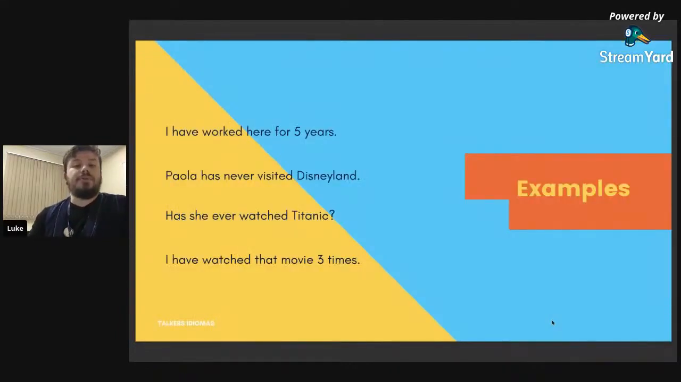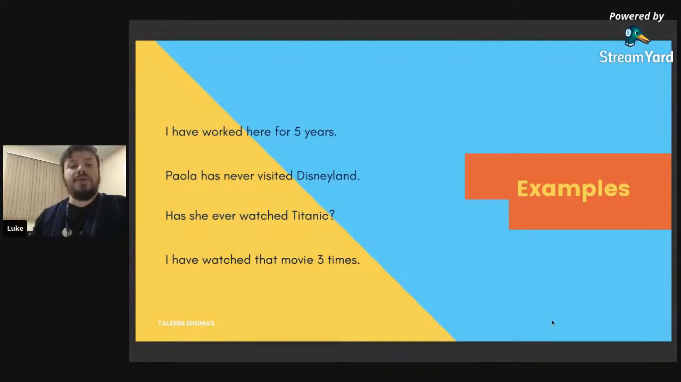Let's see some examples. The first one, repeat at home, okay? I have worked here for 5 years. This example is of a sentence in which we don't know exactly if the person is still working or not. The person is just stating that in some moment, this person worked in a certain place for 5 years, okay? But we don't really know if the person is still working or not.